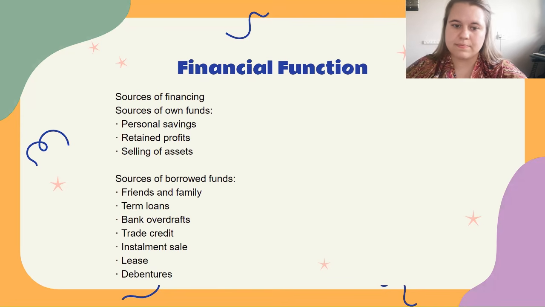Sources of financing. So, sources of own funds: personal savings, retained profits from a previous year, selling of assets. Sources of borrowed funds: friends and family can lend you money. There are loans, bank overdrafts, trade credit, installment sale, lease, and debentures.